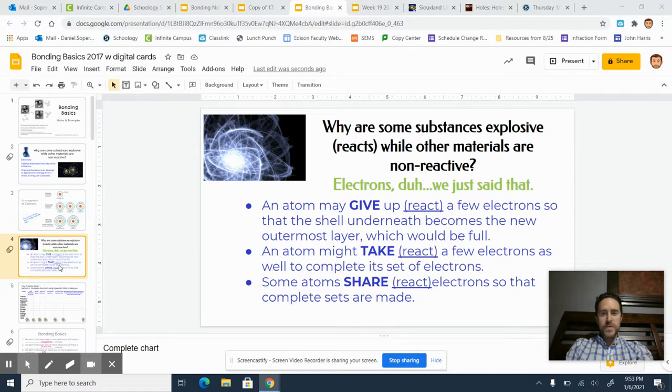We are going to go ahead and dive into one of the two kinds of chemical bonding that we kind of previewed yesterday on Wednesday. So we'll take a look at what happens.